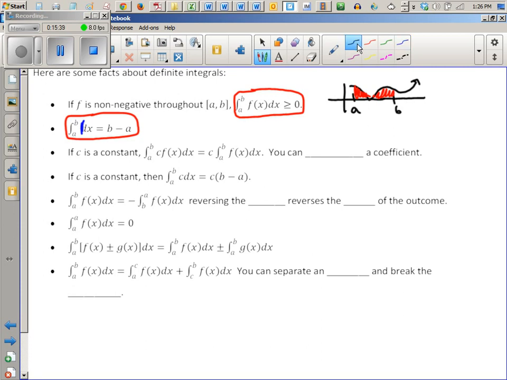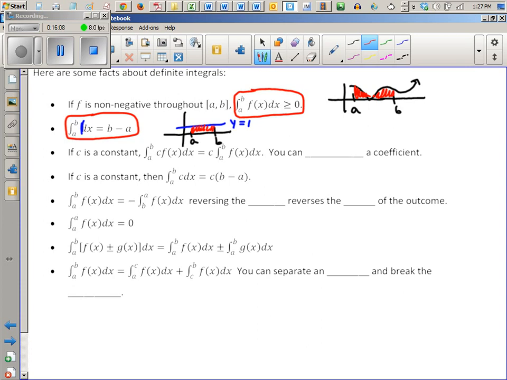So let's draw a quick sketch. Imagine graphing y equals 1. That's simple enough. Imagine doing so from x equals a to x equals b and asking what this area is. Well, how wide is this rectangle? B minus a. And how tall is the rectangle? 1. So what's the area? B minus a. This isn't that complicated, right?